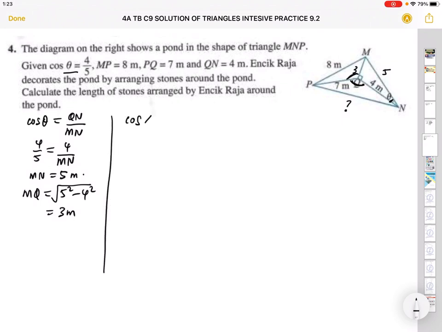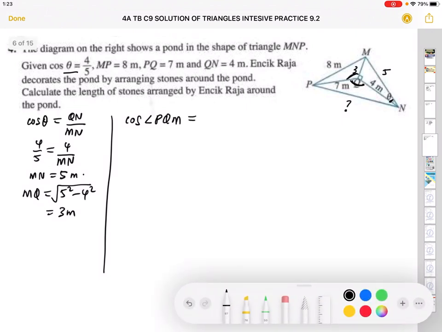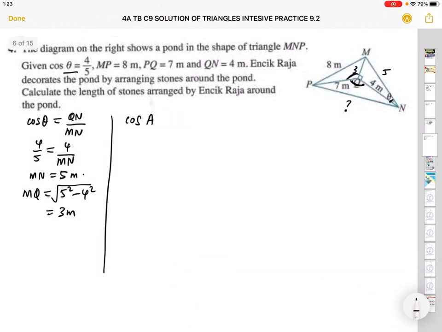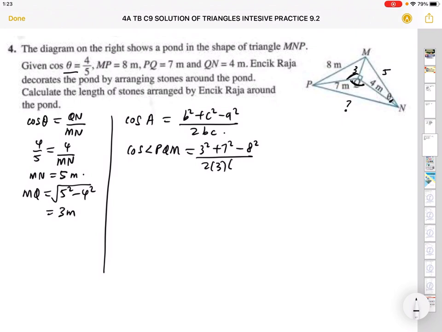Now remember, in the previous question, I already mentioned we can use the second version. Okay, let me write down the second version formula for cosine rule. Cos angle A is b square plus c square minus a square over 2bc. We use this formula, right? So cos angle PQM, the two adjacent sides will be 3 and 7. The opposite side is 8, so 3 square plus 7 square minus 8 square over 2 times 3 times 7.